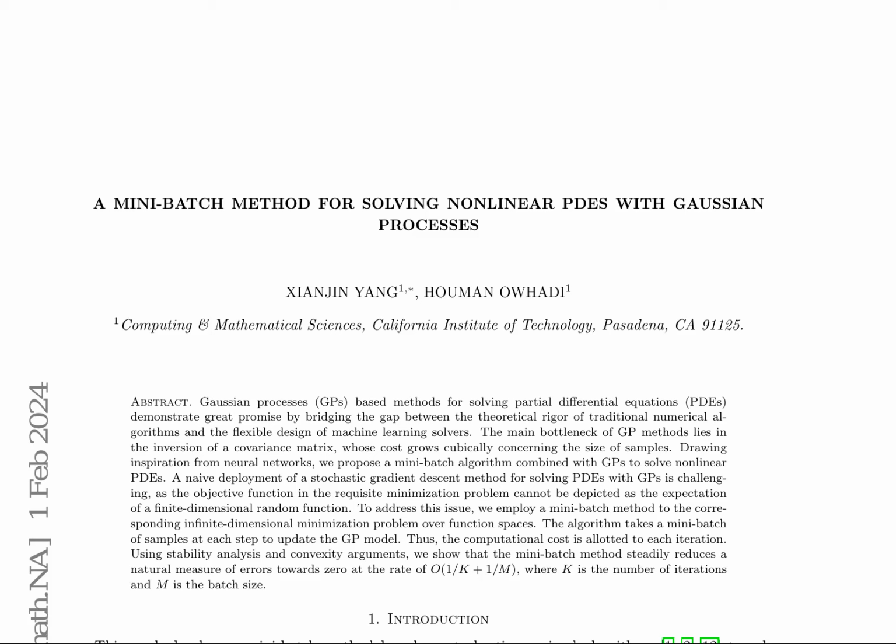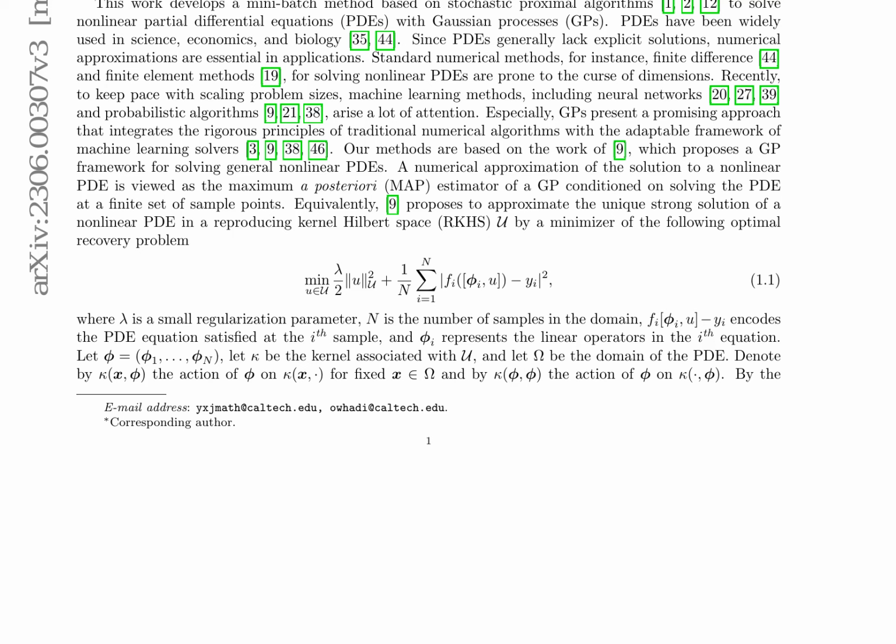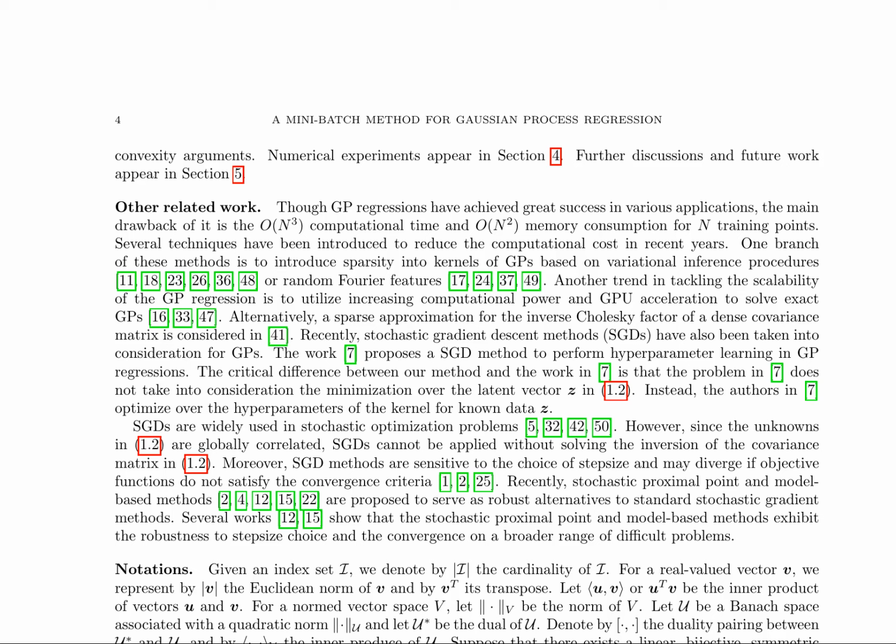The research proposes a mini-batch method for solving nonlinear partial differential equations, PDEs, using Gaussian processes, GPs. This approach addresses the computational bottleneck of GP methods by applying a mini-batch algorithm. The method is based on stochastic proximal algorithms and reformulates the optimization problem to consider a small portion of samples at each iteration. This reformulation allows for the use of stochastic gradient descent, reducing the computational cost.